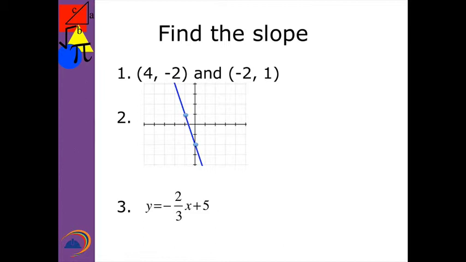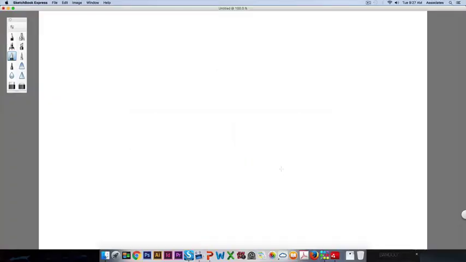So let's go to our, pause the video while you finish, and then when you get back, we'll go to our slate. Welcome back. Let's go to our slate. The first one said that we had the points (4, -2) and the other point was (-2, 1). Again, we know the formula.